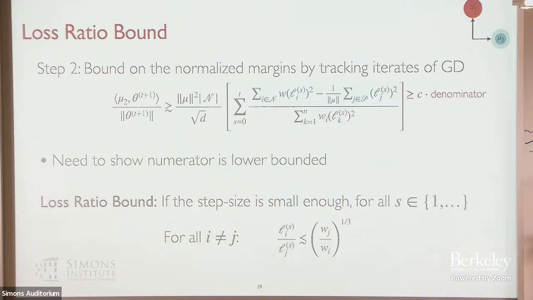So the crucial thing I want you to take away is, if you can show that the loss ratios are bounded, that is, your training algorithm reduces the loss on all points equally, you can plug that in and show bounds on the normalized margin.